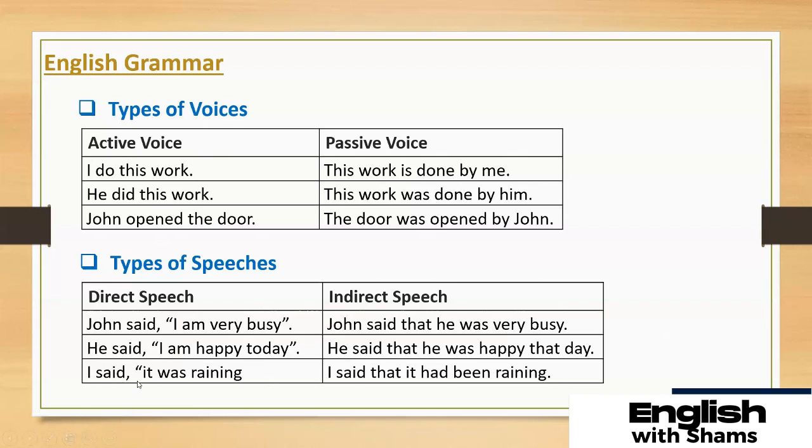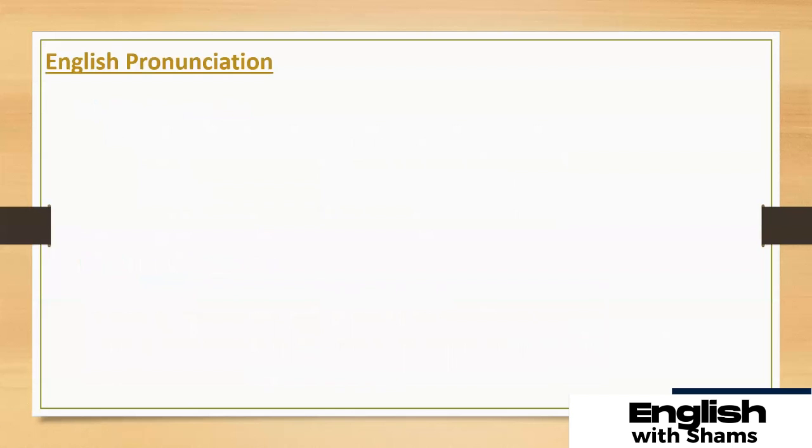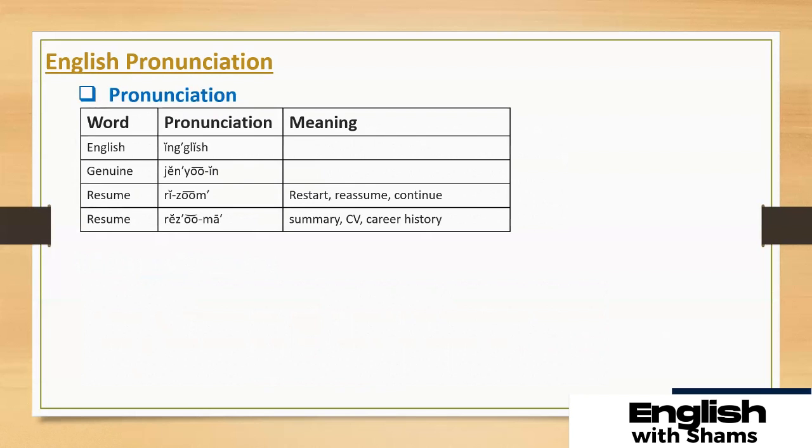Okay. I said, "It is raining." The closing quotation mark should also be there, I will correct that. So indirect: I said that it had been raining. Okay. So in types of speeches, these will be discussed in detail. Then an important aspect, English pronunciation. When it comes to pronunciation, we will see how we can correctly pronounce English words.